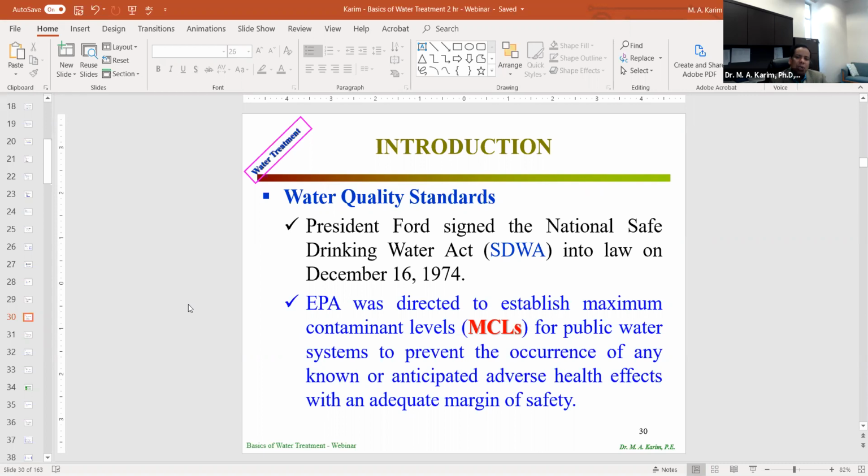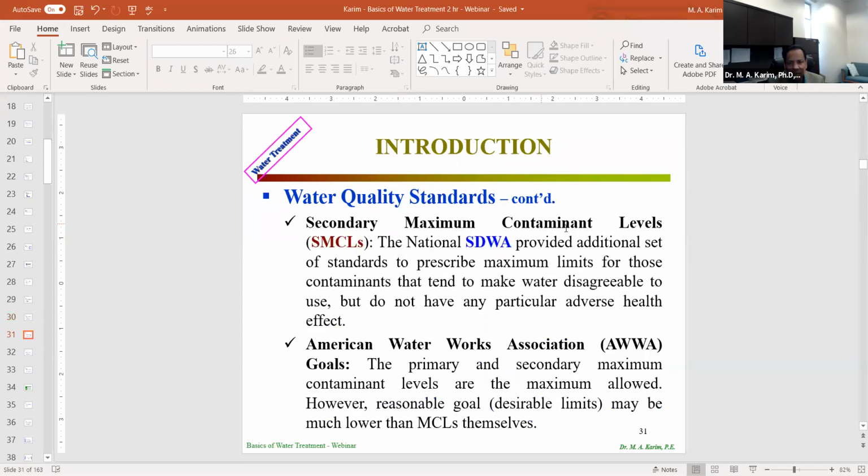So there are two types of standard. One is called MCL. MCL, we call it for certain parameters that have a direct health effect. And the other one is called SMCL, secondary. It means there is no real health effect. The SMCL is the additional set of standards provided by the National Safe Drinking Water Act to prescribe the maximum limit for those that tend to make water disagreeable, meaning non-palatable, not pleasant to drink, but that do not have any particular adverse health effect. Then this is called the SMCL. Okay, these are the titles of the types of standard.